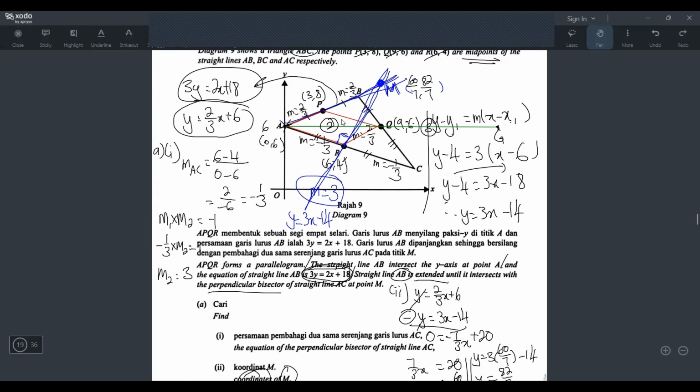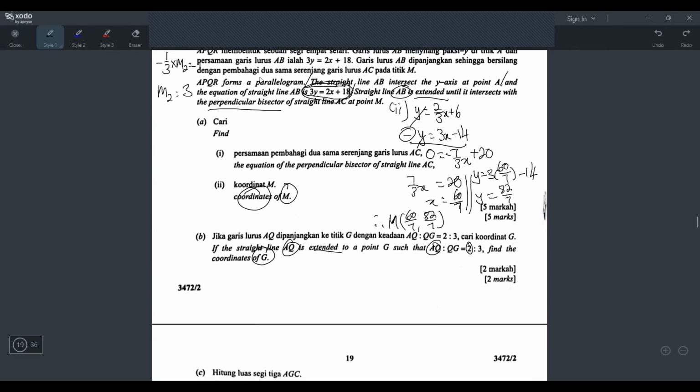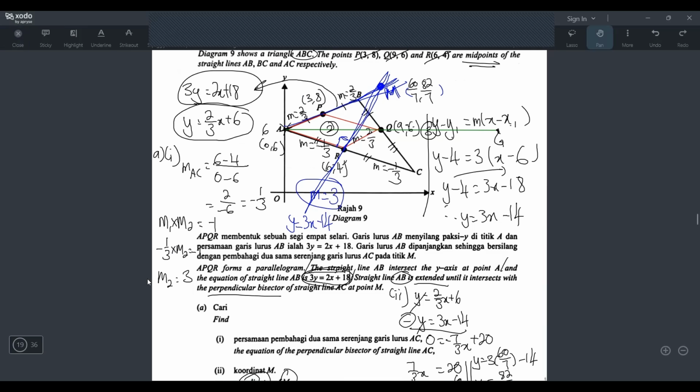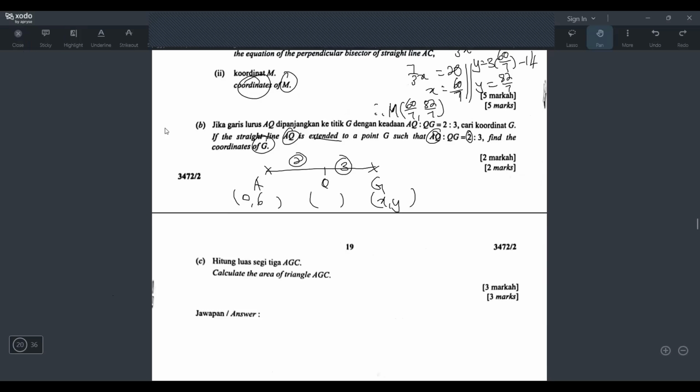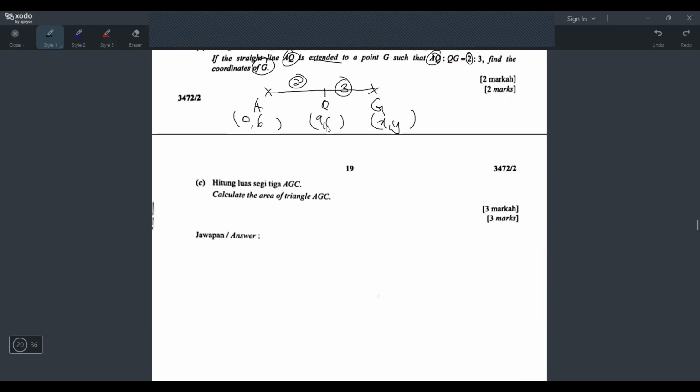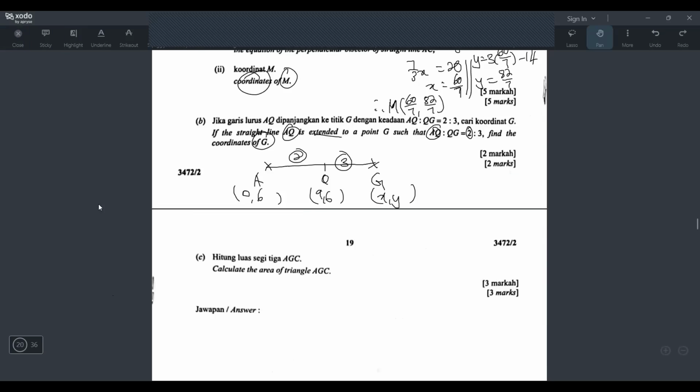So yeah, it's possible because, let me draw it out here. The line looks like this, right? We have A, we have Q, we have G. And then the ratio for AQ is 2, the QG ratio is 3. And they want to find the coordinate of G. It means G we don't know, x y. If you have point Q and point A, then you can find, right? Do I have point A and point Q? Yes. A is 0, 6. And then point Q is 9, 6. So yeah, it's possible to find the point G.